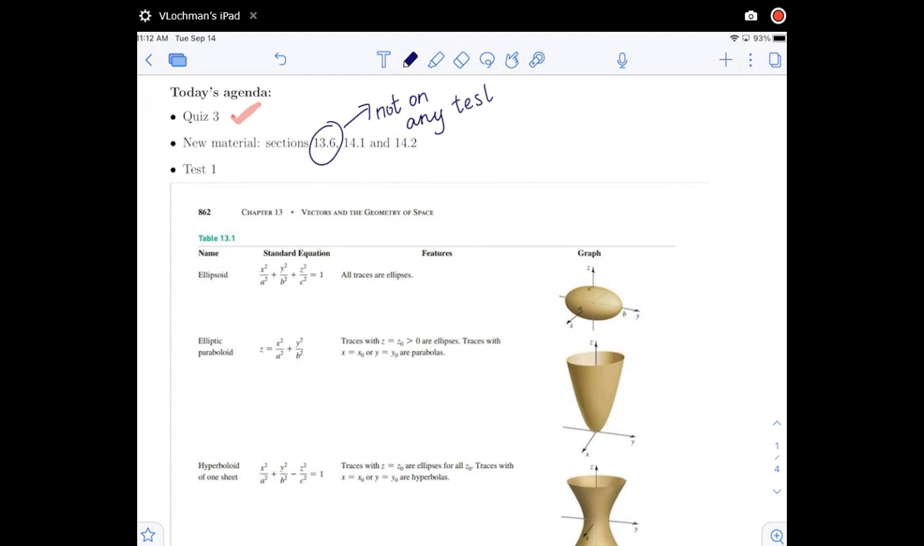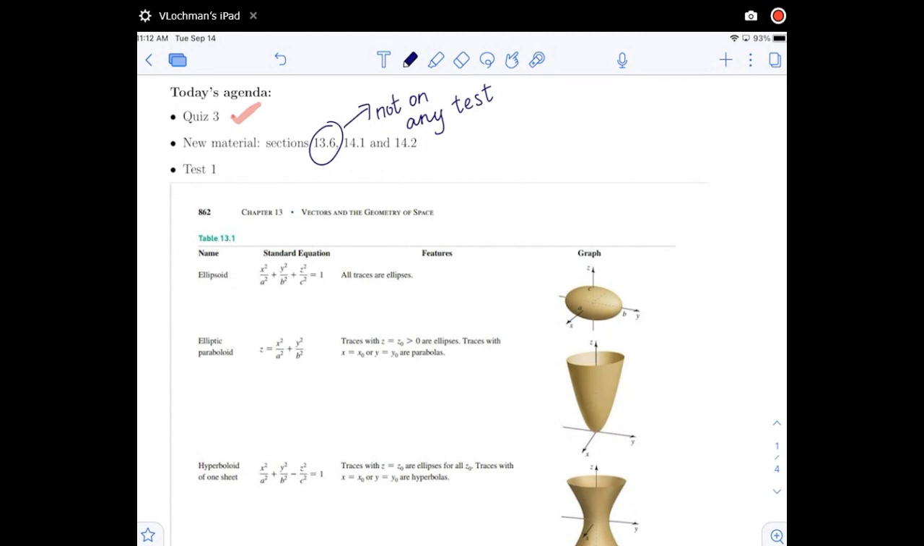You do still have online homework that's not very complicated, but I will not put any of these problems on either test or quizzes. So this section is just needed for us to have a better understanding of the graphs, and especially once we get to triple integration, it's good to be familiar with these equations.